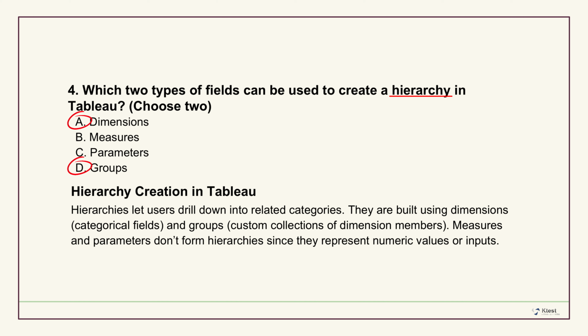And parameters are like user inputs, variables that let someone change a value in the view, like selecting a top end or a benchmark value. They aren't part of the data's inherent structure. So dimensions and groups are the building blocks for letting users navigate from high-level summaries down to the nitty-gritty details. Exactly. It makes exploration much more intuitive.